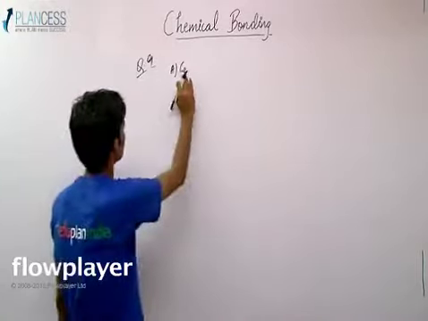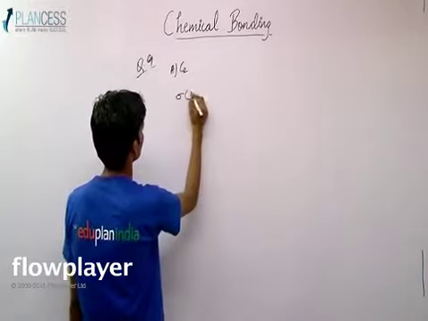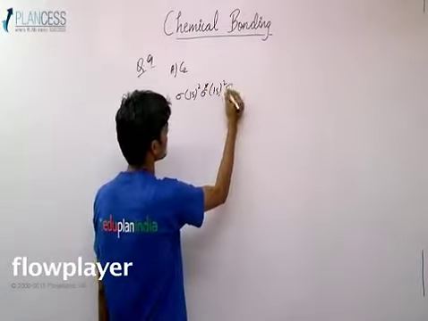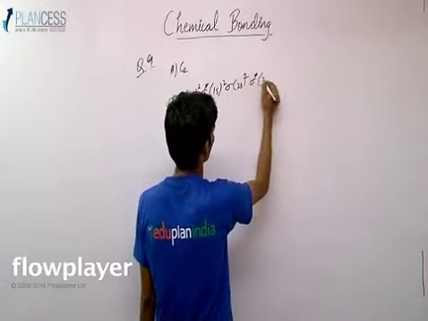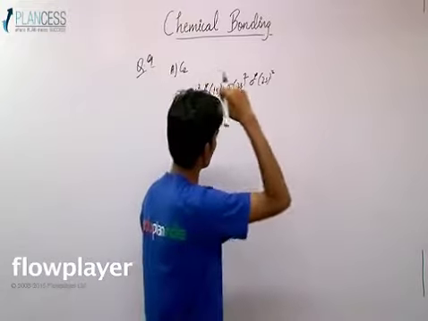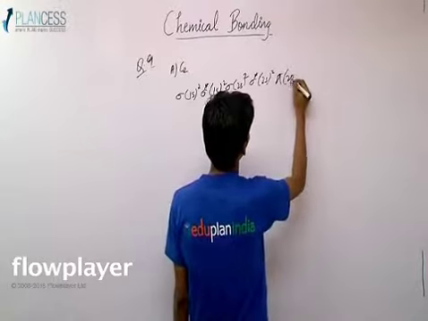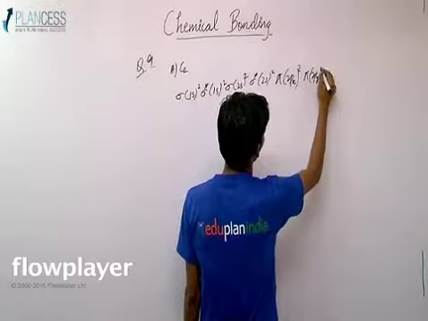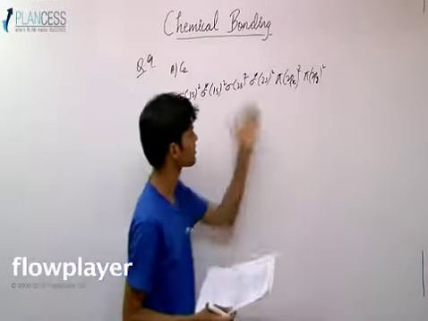For C2, the number of electrons would be 6 plus 6, 12. So it would be sigma 1s2, sigma star 1s2, sigma 2s2, sigma star 2s2. Now the number of electrons is less than 14, therefore the next electrons will go into pi 2px2, and the other 2 will go into pi 2py2. So it is in fact diamagnetic because all the electrons are paired.